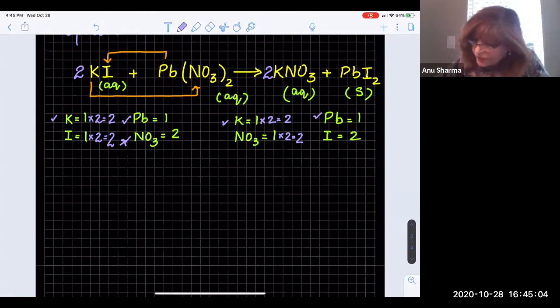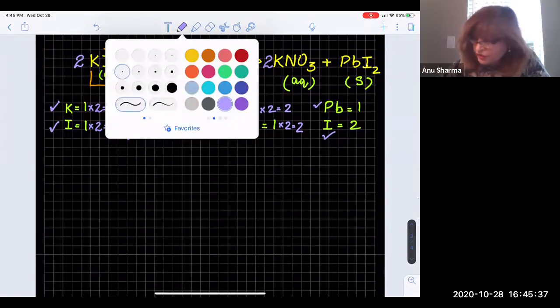So let's look at it now. Potassium is 2 on one side, and potassium is 2 on the other side. Okay, you have iodine as 2 on the reactant side, and you have iodine as 2 on the product side, balanced. Then the nitrate is balanced on the reactant side as well as on the product side, on both sides it's 2, and lead is 1 on both sides. So this balances this equation. Okay, so that's the balanced molecular equation.